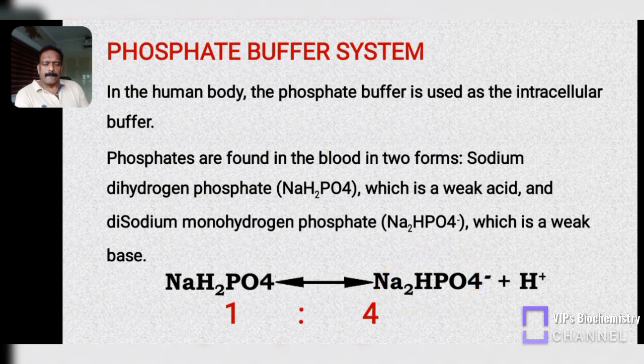Now, you can see when blood is acidic, this part, Na2HPO4, accepts H plus ions and becomes NaH2PO4, and this acid phosphate is excreted through urine, making urine more acidic. On the other hand, when blood is alkaline, H plus is released in plasma, and the basic phosphate is excreted through urine, making urine more basic or alkaline. So that is how the phosphate buffer system works.